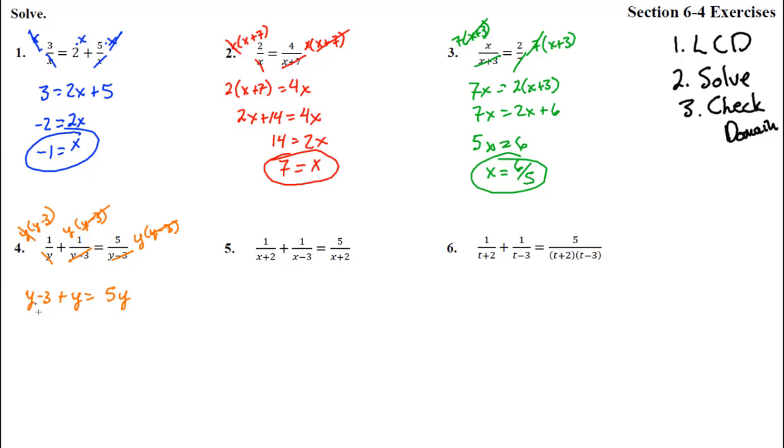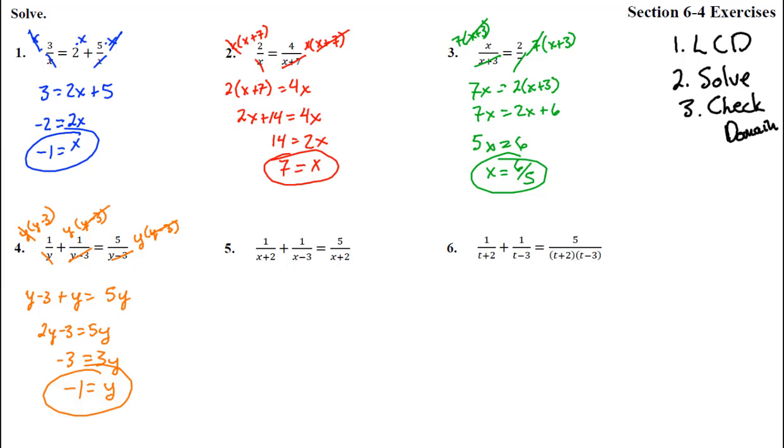And so this is 2y minus 3 equals 5y. Subtract 2y from both sides, we get minus 3 equals 3y. Y equals negative 1. And double check that answer. Will it cause any of these original denominators to go to 0? Nope, it won't. So that's a good answer.